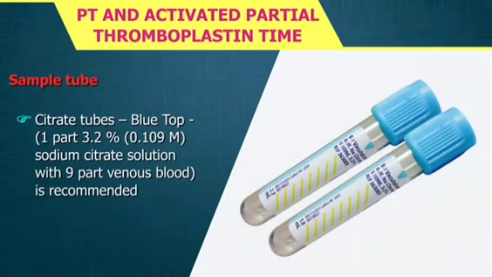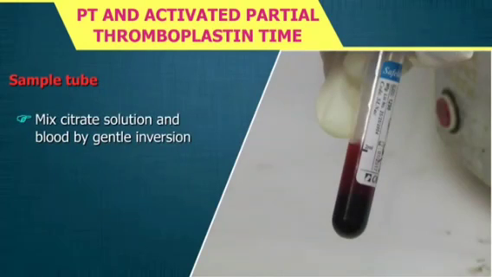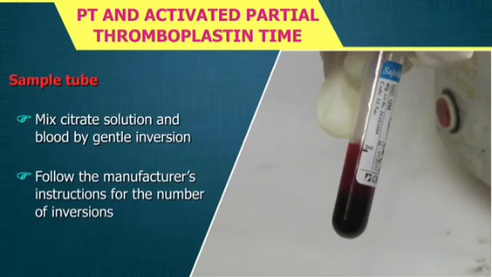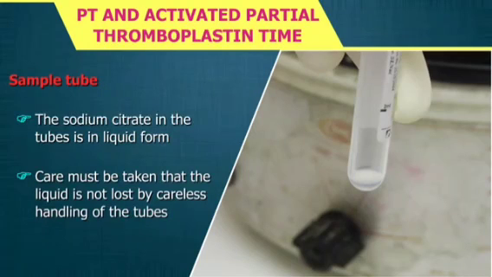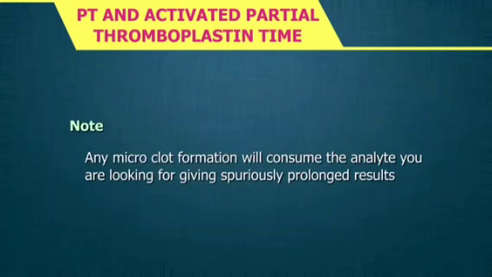Sample tube. Citrate tubes, blue top, 1 part 3.2% sodium citrate solution with 9 parts venous blood is recommended. Mix the citrate solution and blood by gentle inversion. Follow the manufacturer's instructions for the number of inversions. The sodium citrate in the tubes is in liquid form, so care must be taken that the liquid is not lost by careless handling of the tubes. Note: any microclot formation will consume the analyte you are looking for, giving spuriously prolonged results.